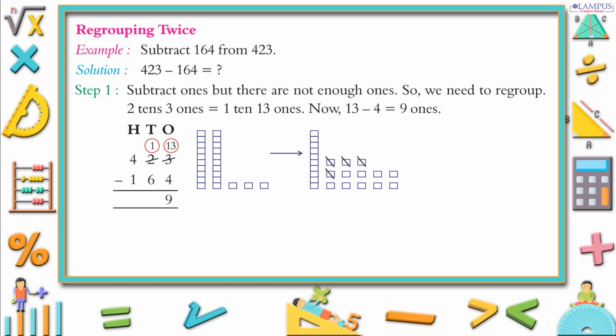423 minus 164 equals? Step 1. Subtract ones, but there are not enough ones. So, we need to regroup. 2 tens 3 ones equals 1 ten 13 ones. Now, 13 minus 4 equals 9 ones.